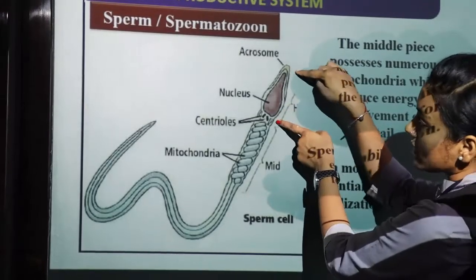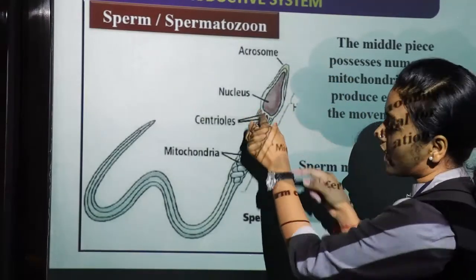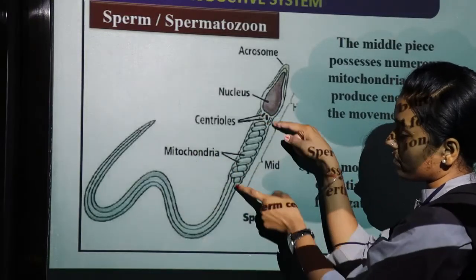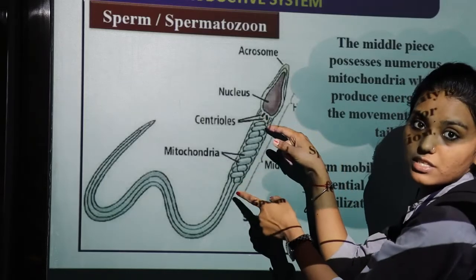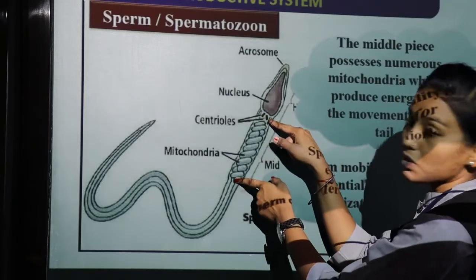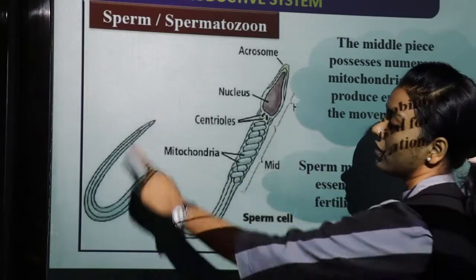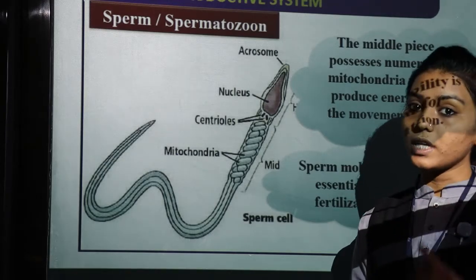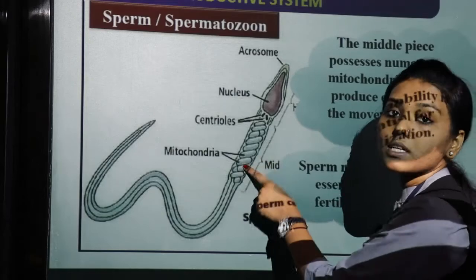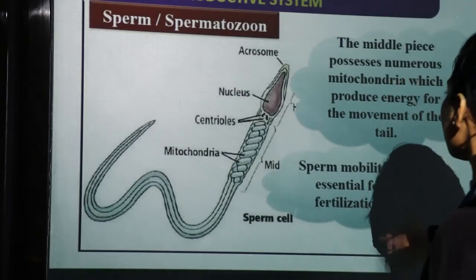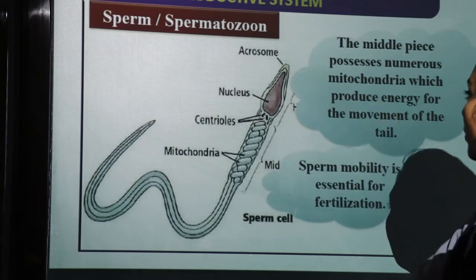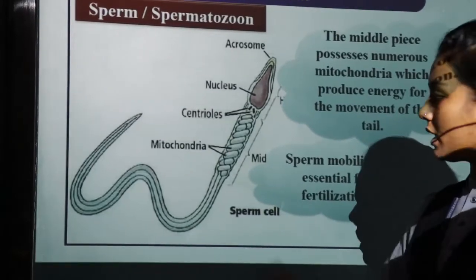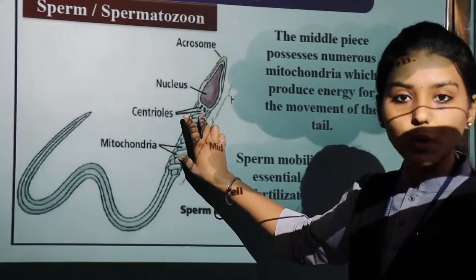Now this part is called the head, this region is called the neck, and in this part you can see mitochondria and centrioles present, 2 centrioles. These are helping it as a digestive enzyme. Mitochondria helps in swimming, it provides motility. Then the tail part. Sperm motility is essential for fertilization, and motility is provided by, as I have told you, the middle piece. The middle piece possesses numerous mitochondria which produce energy for movement of the tail. For movement, this particular part, the middle piece, is responsible.